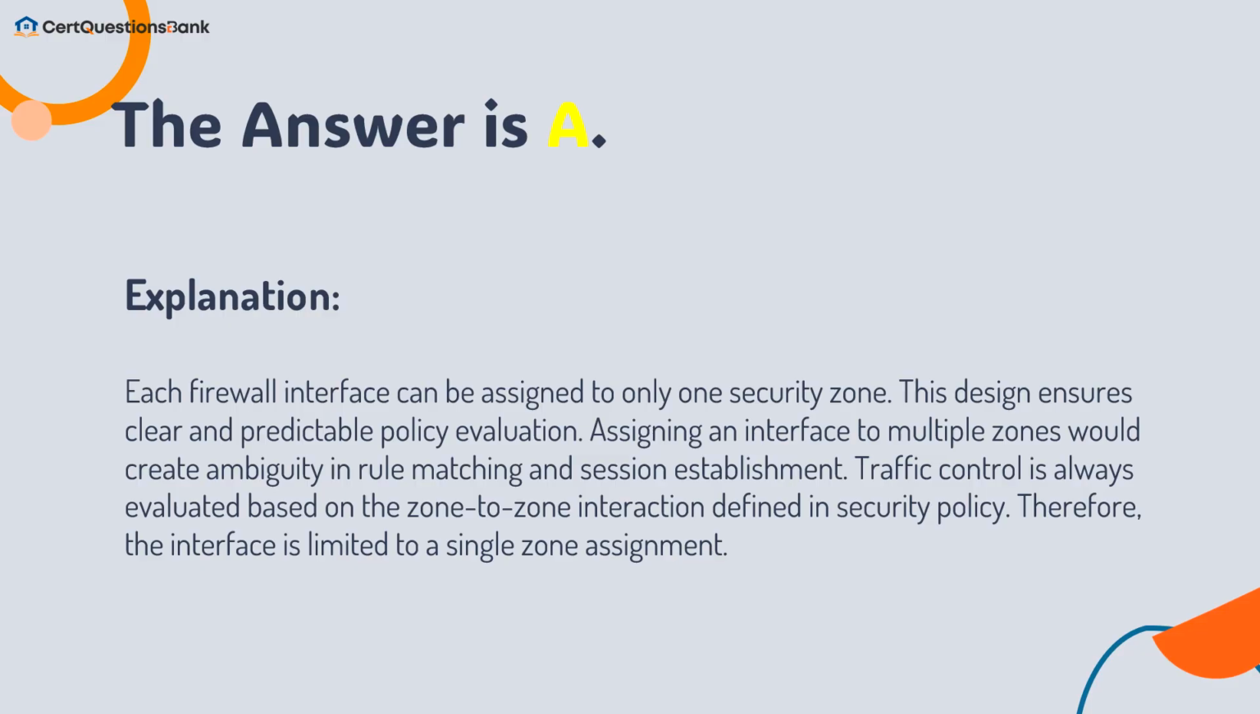Each firewall interface can be assigned to only one security zone. This design ensures clear and predictable policy evaluation. Assigning an interface to multiple zones would create ambiguity in rule matching and session establishment. Traffic control is always evaluated based on the zone-to-zone interaction defined in security policy. Therefore, the interface is limited to a single zone assignment.